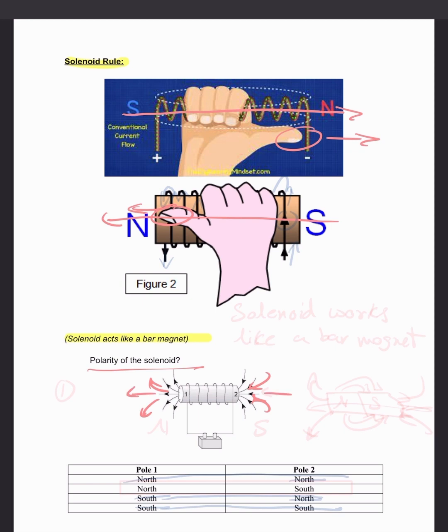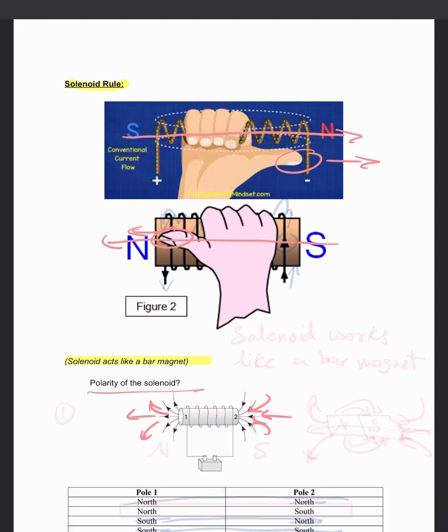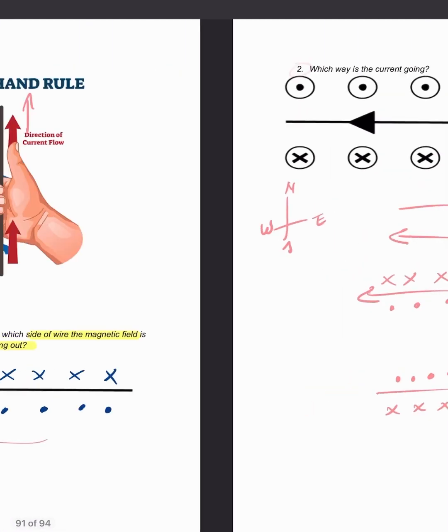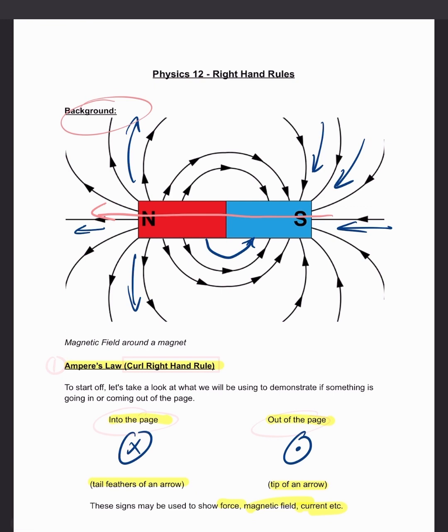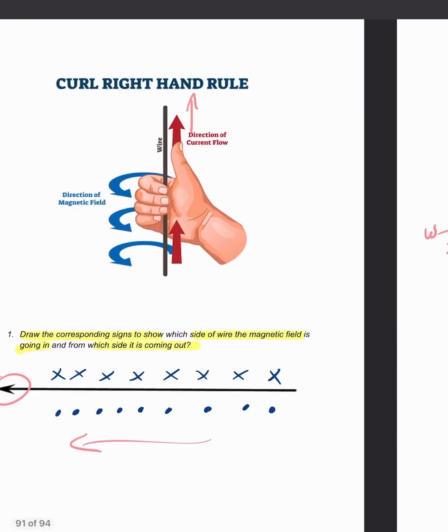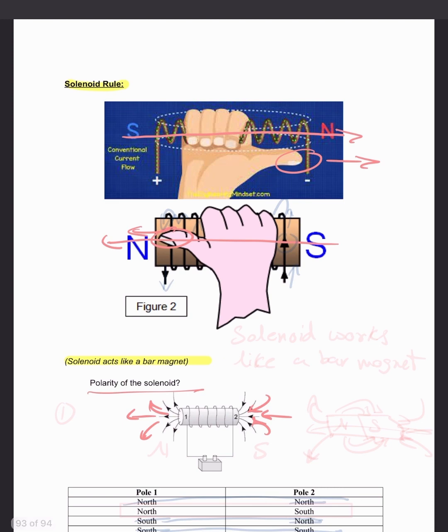And let's think about this. If a solenoid works exactly like a bar magnet, let's go look at our magnet example. In from the south, out from the north. Let's go look at our solenoid. In from 2, out of 1. So 1 must be our north.